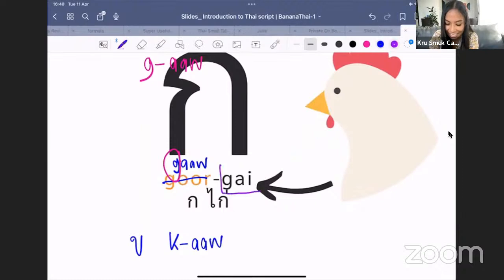กอ and ไก่ here, ไก่ is just an example word. Example word ไก่ is chicken, okay? ไก่ is chicken because ไก่ also has the g initial consonant sound. Okay, เข้าใจไหมคะ? You got it? ก็ใช่ค่ะ ใช่ค่ะ. And then you might ask me, yeah, yes please.